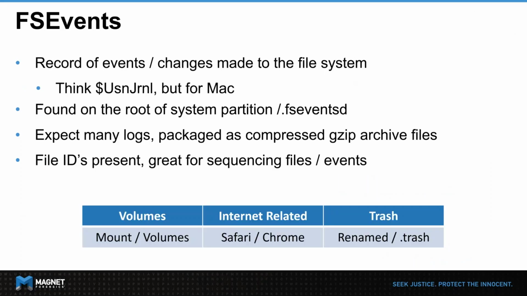Now, FSEvents, or file system events, is a huge resource and a goldmine of data for Mac investigations. Think the USN Journal, but for Mac. You can find this on the root of the system partition. It's going to be the .fseventsd. You're going to get a lot of logs, and they're all going to be gzip archived files. And you're going to get file IDs present. This is awesome for sequencing events on that computer.